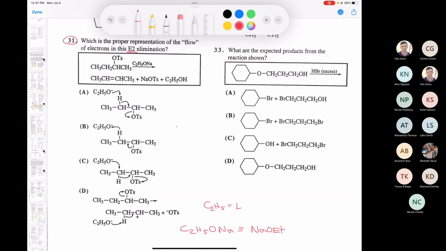Because C2H5 is the same thing as an ethyl group. That's all they're saying here. So you have sodium ethoxide, you have a tosylate, which is a good leaving group. You do an elimination. Which one of these is the right mechanism for an elimination?